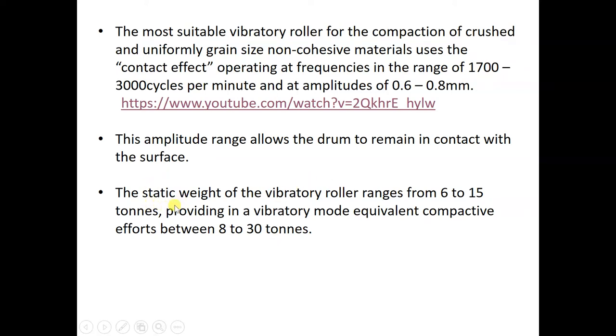So the static weight of the vibratory roller ranges from 6 to 15 tons. But when you turn on the vibratory mode, it can perform like a static roller of 8 to 30 tons. It could double the compacting effort by turning on the vibratory mode. When you don't turn on the vibratory mode, it is a static roller. There's no vibration. But when you turn on the vibratory mode, then it acts as a vibratory roller.